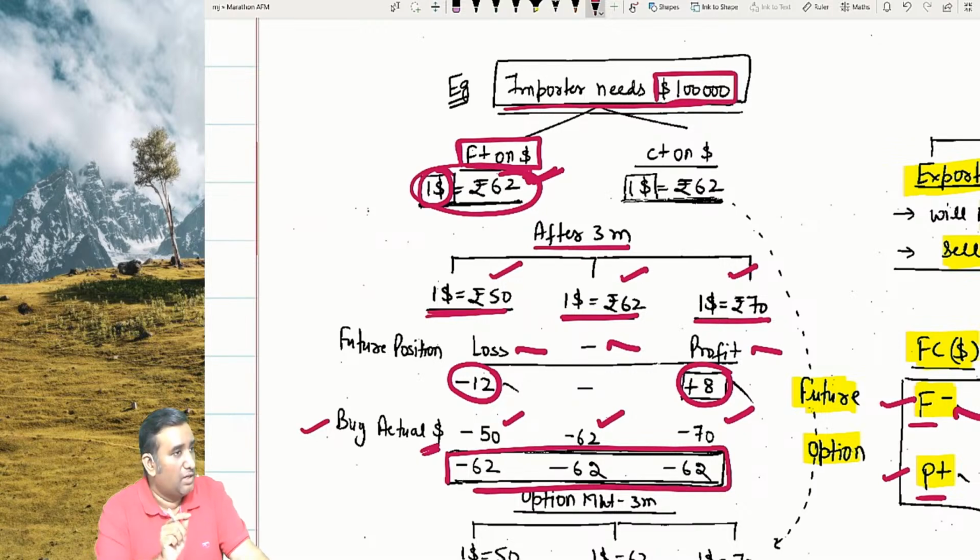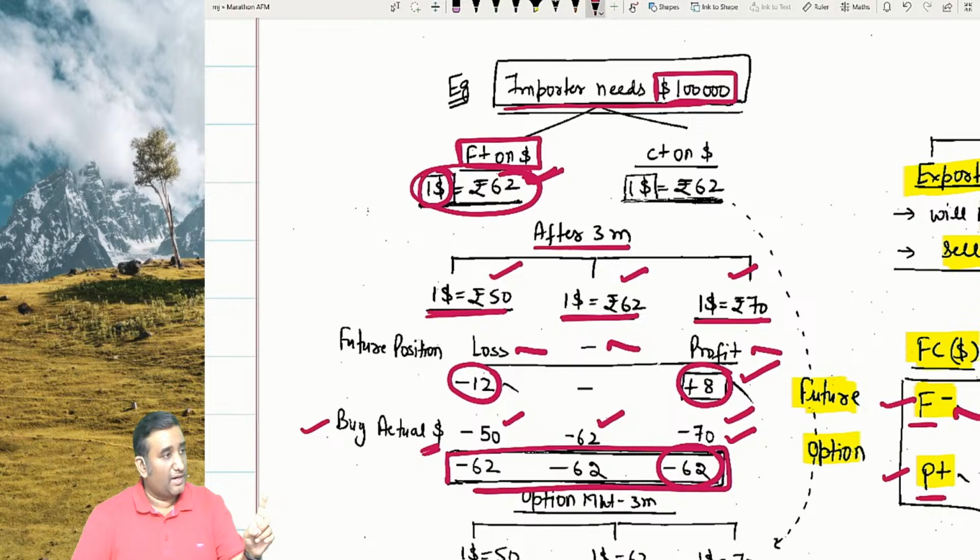He said 62. If by chance the actual market price becomes more than that, then when I go to the market, I would be buying at 70. But the future market promised me your costing will not increase above 62. 8 rupees the future market will compensate. From the cash market, I will buy at what? 70. My net costing comes to what? 62.